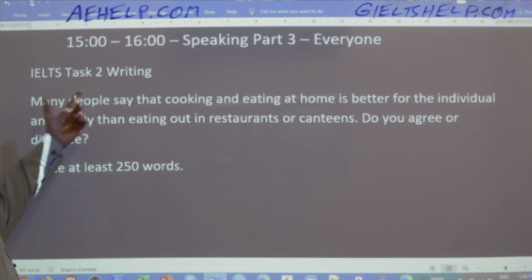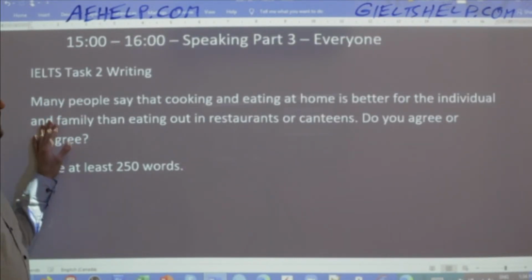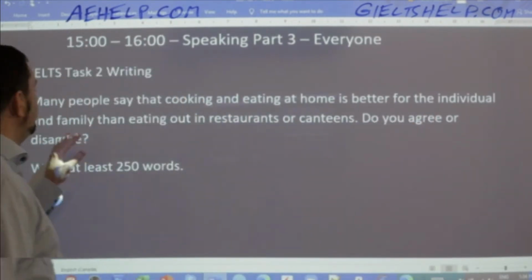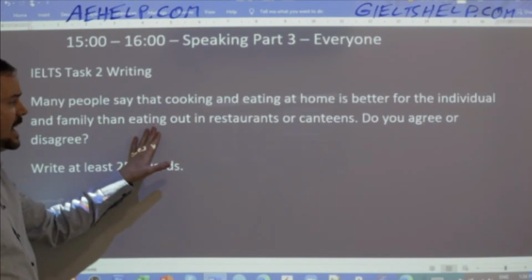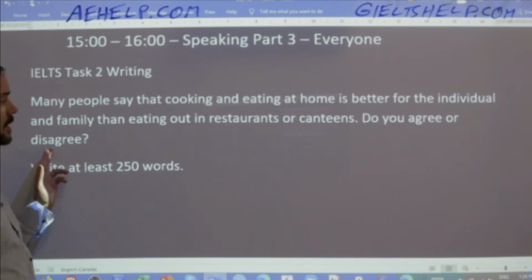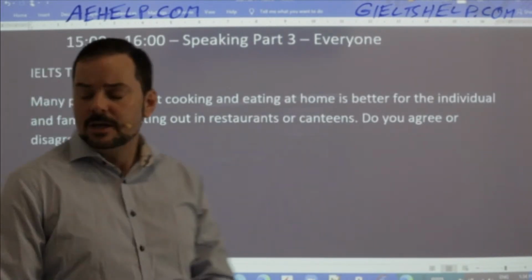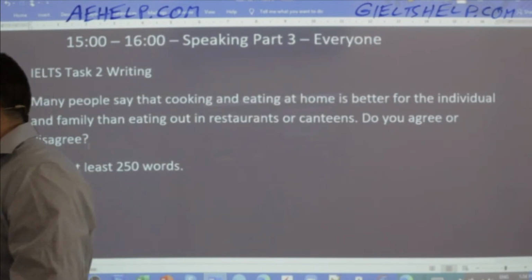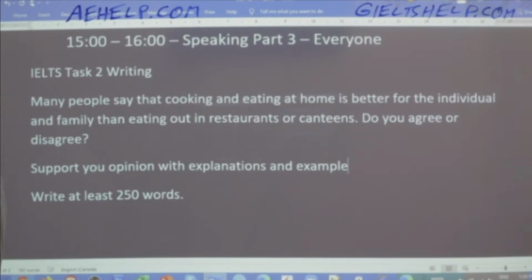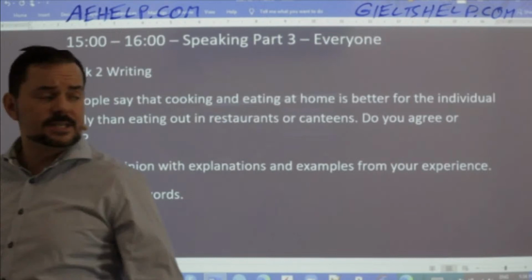Task 2 writing. Many people say that cooking and eating at home is better for the individual and family than eating out in restaurants or canteens. Do you agree or disagree? Now, usually with this type of question, you will also see something like support your opinion with explanations and examples from your experience.